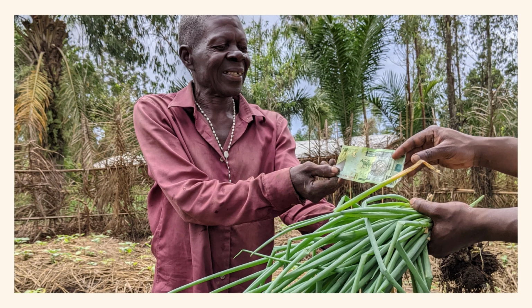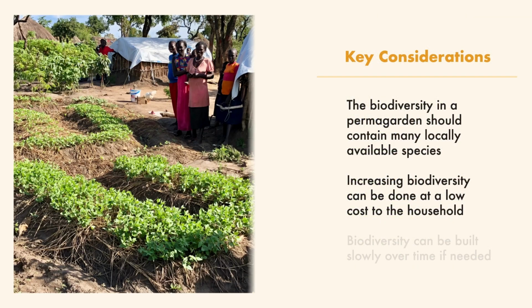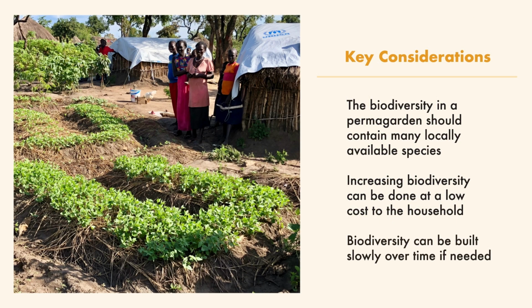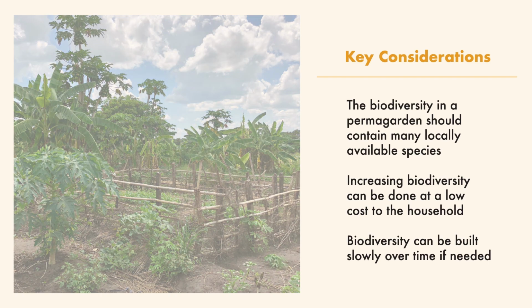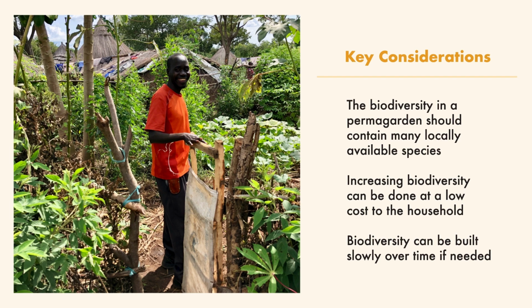It also provides an opportunity for households to save money if they don't need to purchase these inputs for their own households. A final consideration is that biodiversity can be built slowly over time if needed. Starting small and prioritizing species we know will help to successfully increase biodiversity in our compounds. Each season is a chance to add more species that can address any challenges you have observed in your garden or build on systems that are working well. As permagardens grow and establish, households can incorporate more species and experiment more with what they plant.